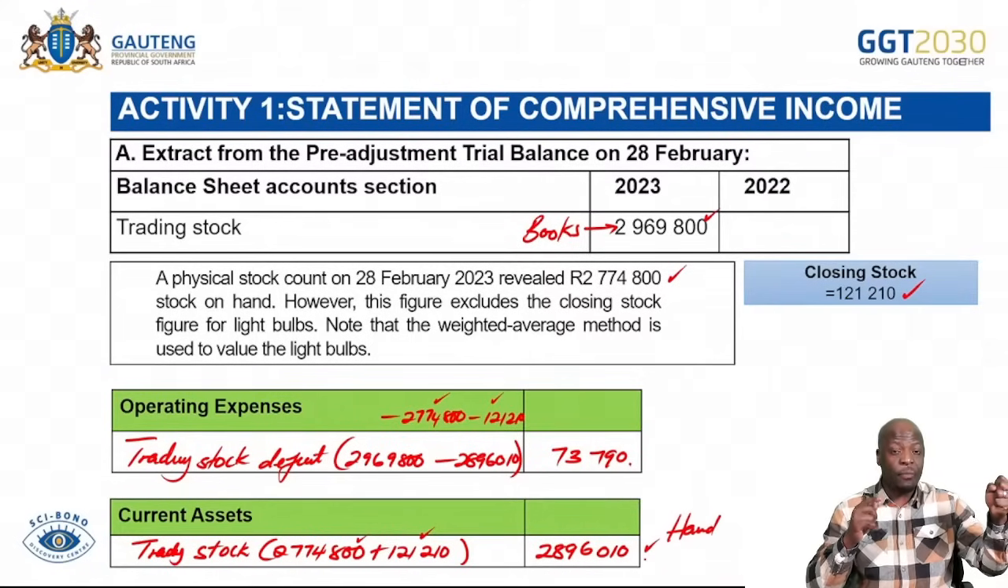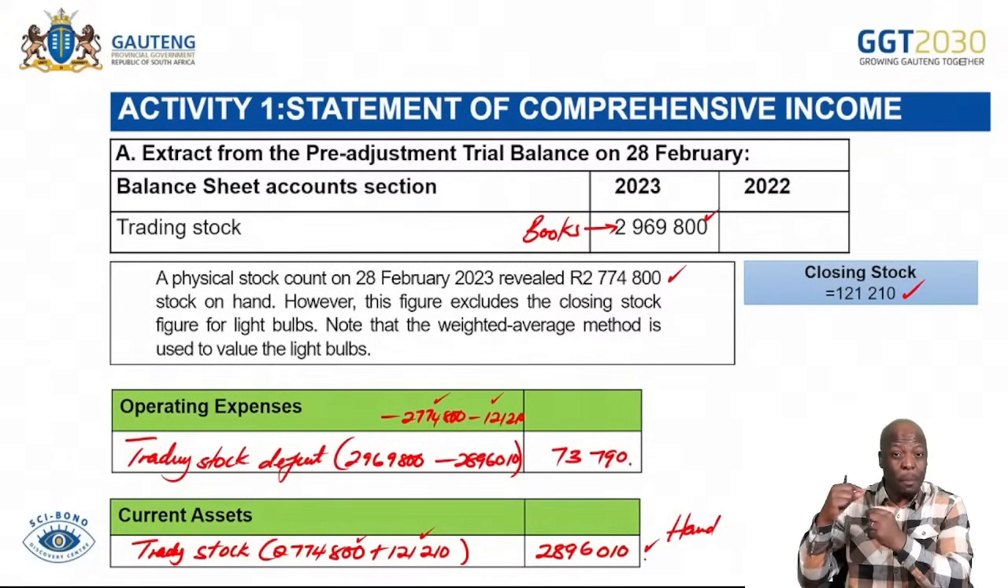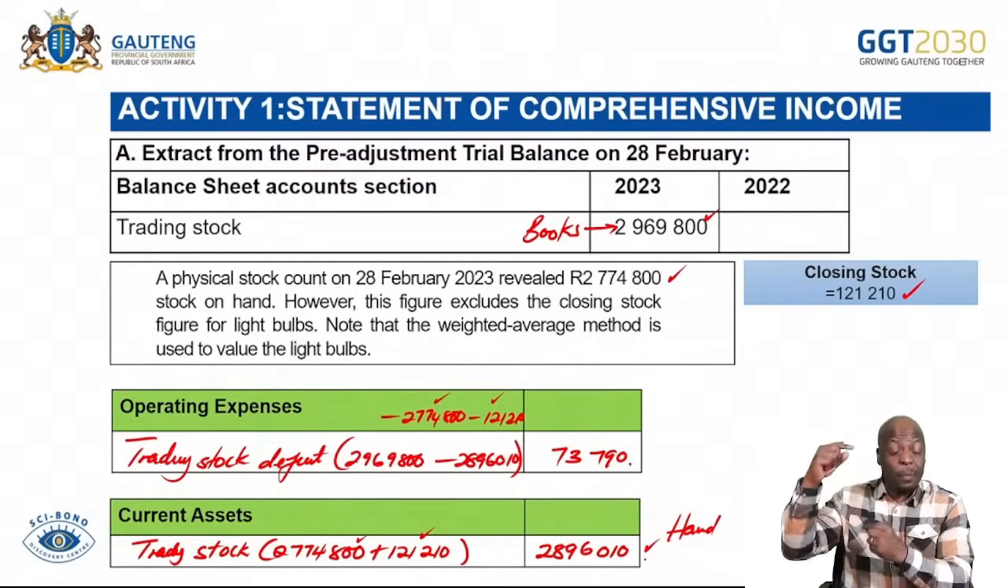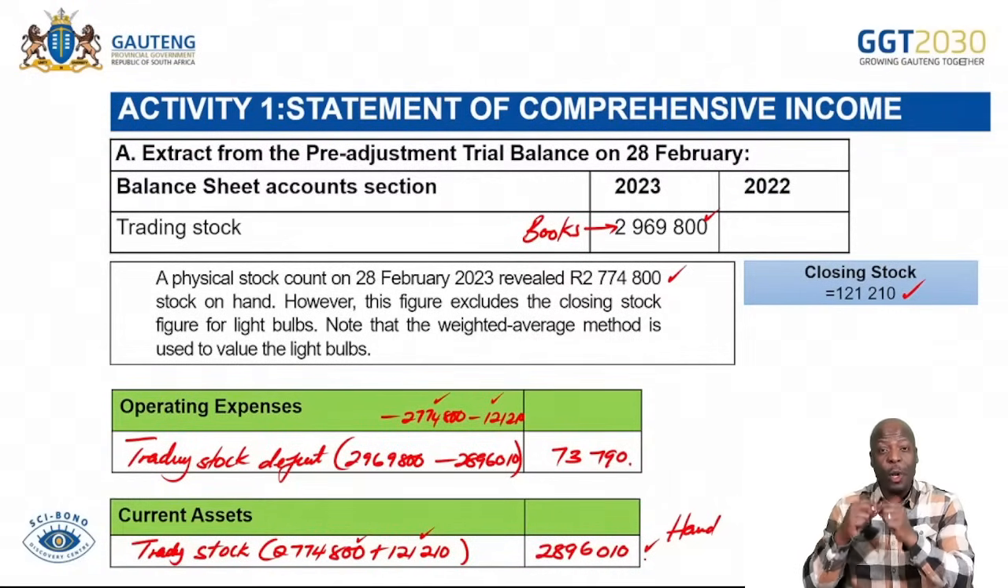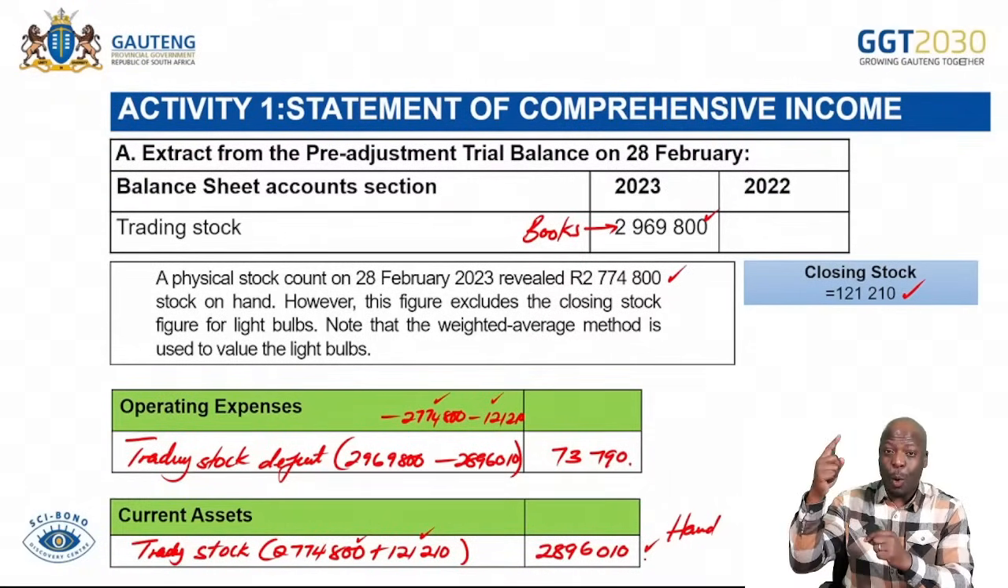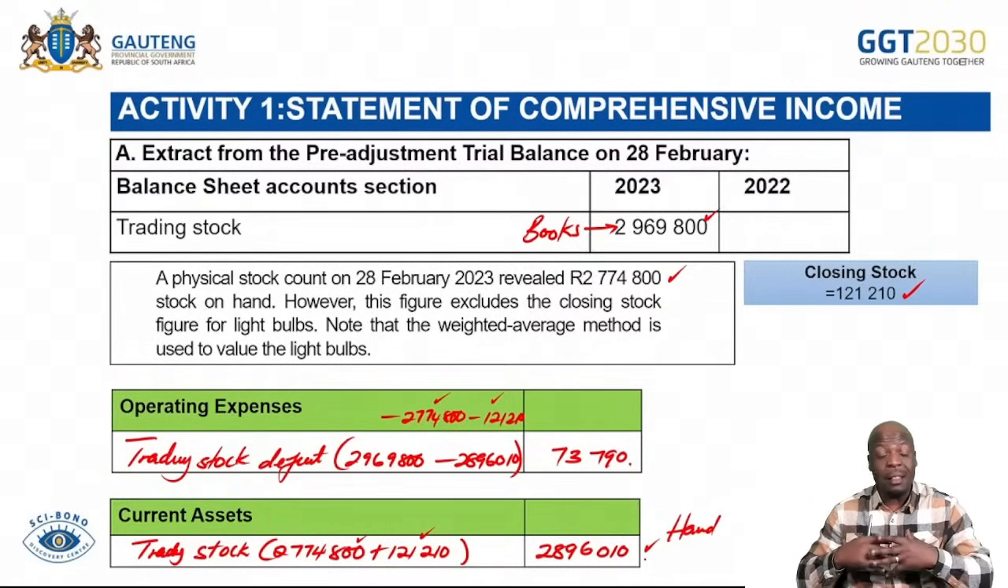So the idea here was to be able to calculate the value of stock that was not recorded and be able to see the difference between the stock on hand and the stock in the business records. Once the stock in your business records is more, that means you have a trading stock deficit. But if your stock on hand is more than the one on the business records, therefore we have a trading stock surplus, which goes to other income. Are we together?